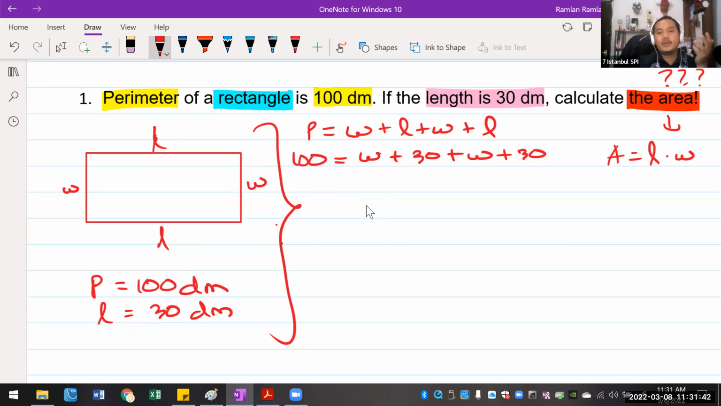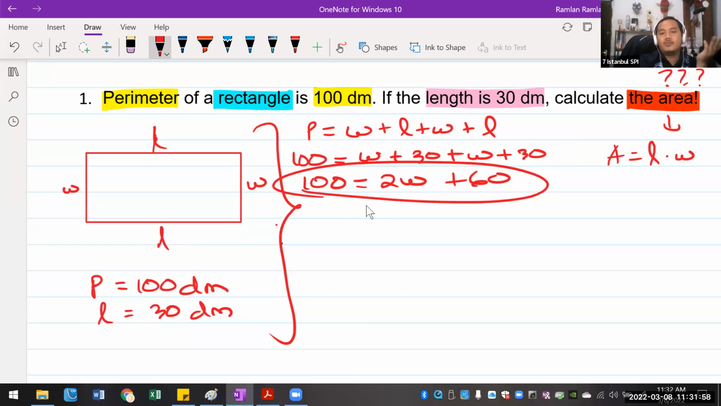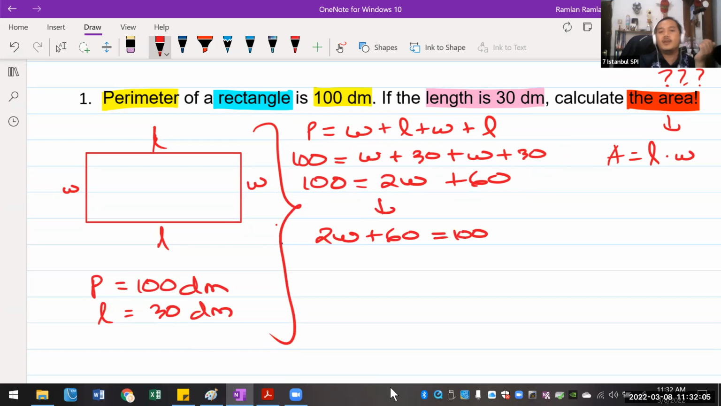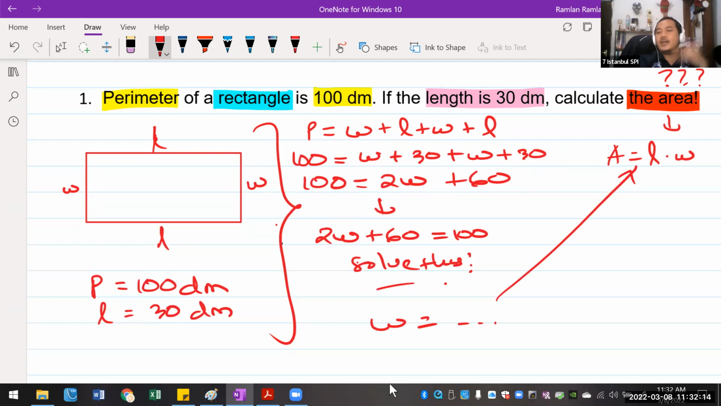Okay, so on the right side of the equal sign, we can simplify that. So that will be 100 equals W plus W is 2W, right? And then 30 plus 30 is 60. Okay, now find the W using this information. I'm going to rewrite that as 2W plus 60 equals 100. Now you solve it. After you get the W, then you go here to find the area.